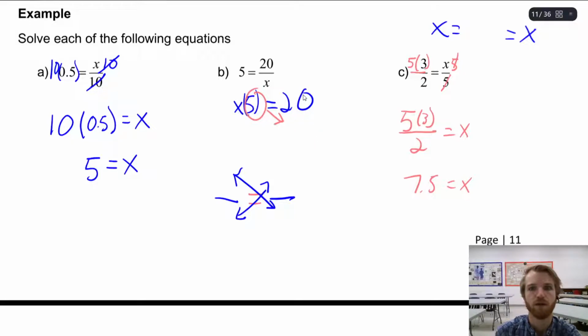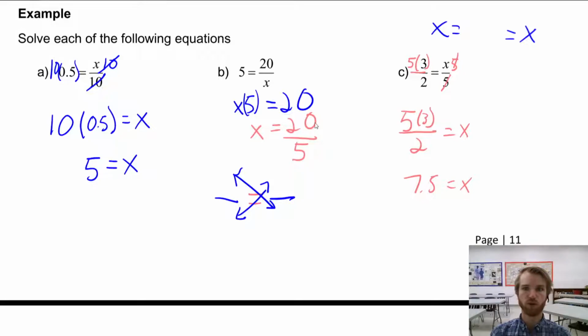So 5 is being moved to the bottom, and then we now have x is equal to 20 on the top, and 5 has been moved down to the bottom like this. X is equal to 20 divided by 5. So if you take 20 divided by 5 in your calculator, it will equal 4, and that's our final answer. X is equal to 4.